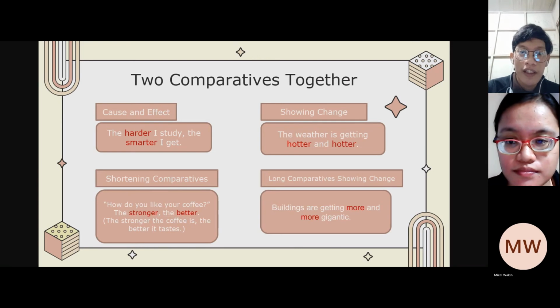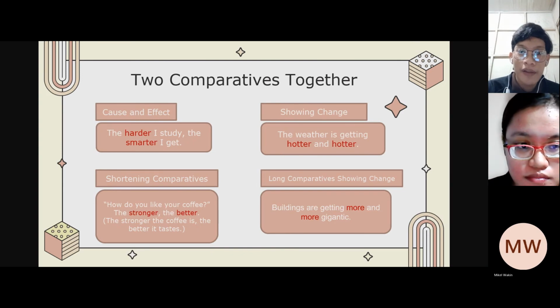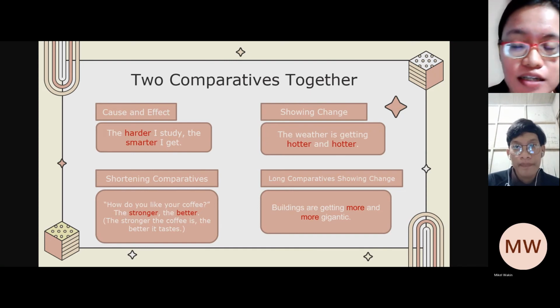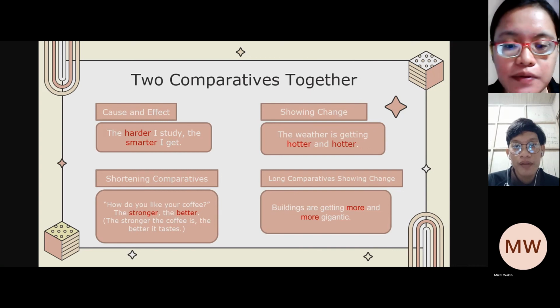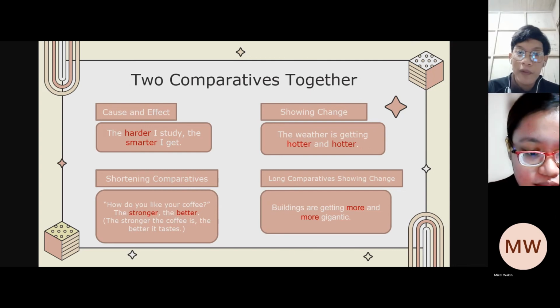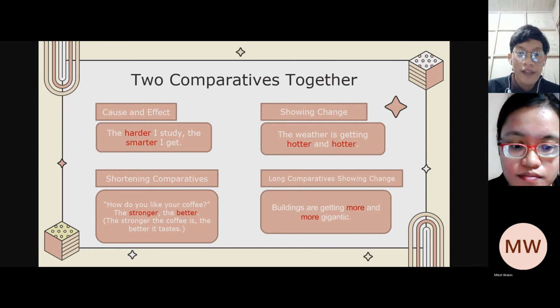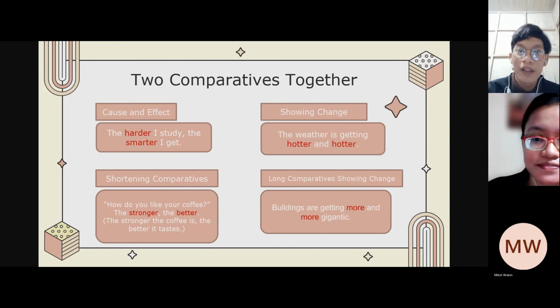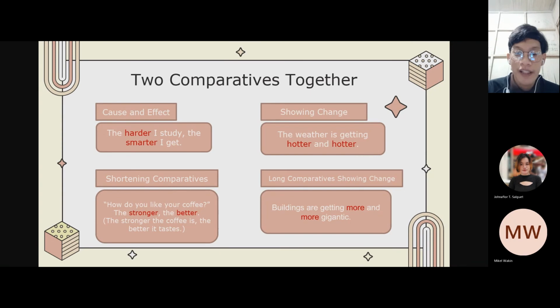Okay, how about this one? Allow me to read the last example. Buildings are getting more and more gigantic. And what do you think of this one, Miss Salget? I think for this one, sir, there is one adjective in an irregular comparative form, po. Yes, that is correct. We can see that there is a repeated comparative expression in the sentence before the adjective to show change. That is a very good observation, Miss Salget. Well done. Now let's move on to our next slide.